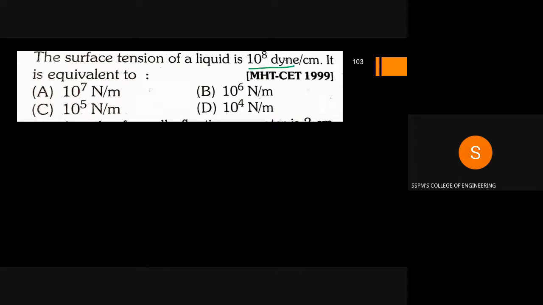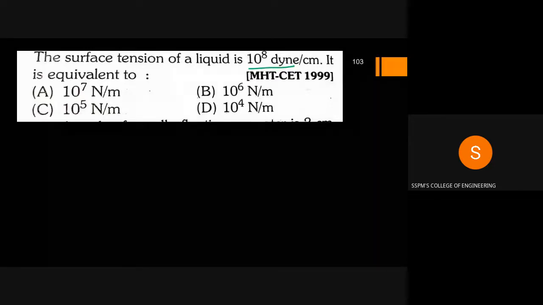Okay, the surface tension of a liquid is 10 raised to 8 dyne, sorry, 10 raised to 8 dyne per centimeter. So it is equivalent to, so this problem is just a unit conversion from dyne per centimeter to Newton per meter. So we should know the conversion of dyne.